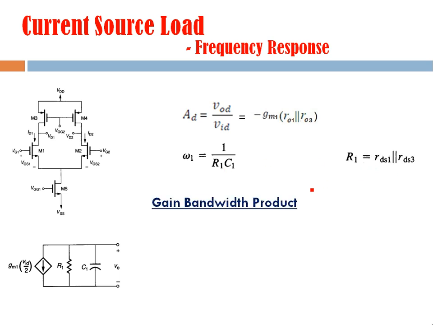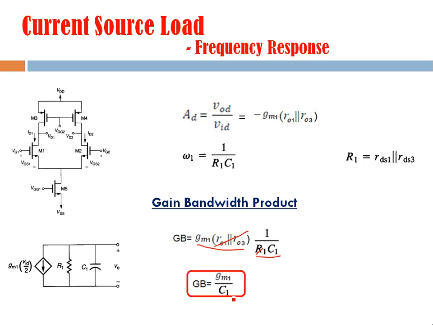Now if we want to find out the gain bandwidth product, this GB, it will be given by the product of this voltage gain, which is coming from here, and this cutoff frequency, which is coming from here. Now you can see that this parallel combination of resistance is actually equal to R1. So the R1 will cancel this parallel combination. What is left behind is the transconductance of this first device divided by this C1. So that is the gain bandwidth product.